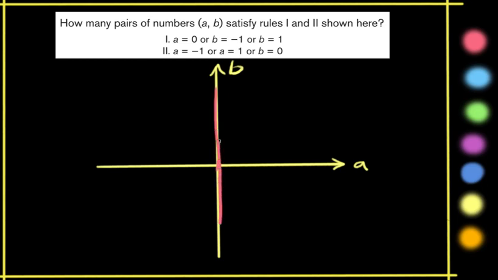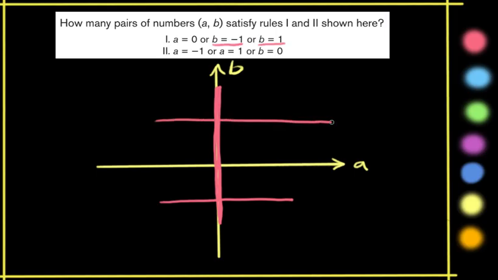So if we were on that line, and it goes up and down forever, but I'm just going to draw this part of it, then we would satisfy rule number 1. Or we could satisfy rule number 1 by being on the line B equals negative 1, which would be, let's say, this line here. Or we could have B equals positive 1, which would be, let's say, this line here. And again, these lines are going off forever in either direction. So we have these 3 lines, and any point AB that falls on one of these 3 lines is going to satisfy rule 1, right? So this is rule 1.